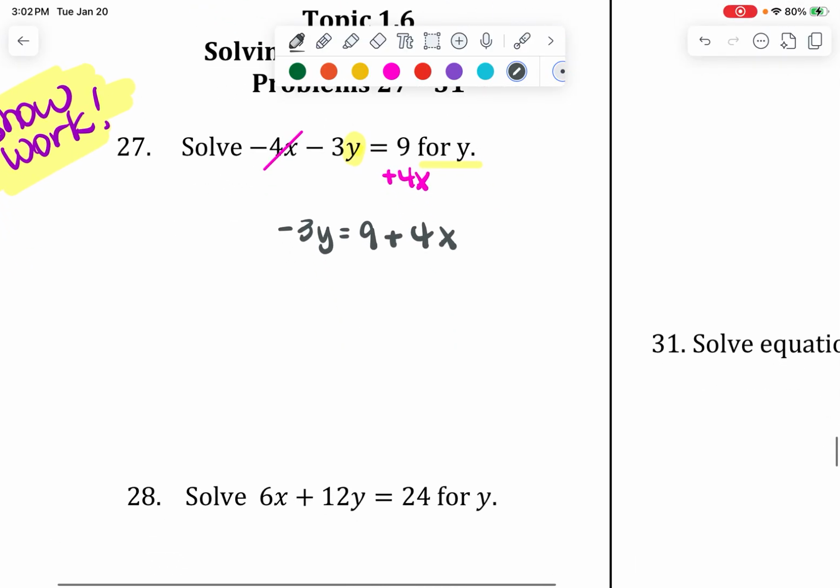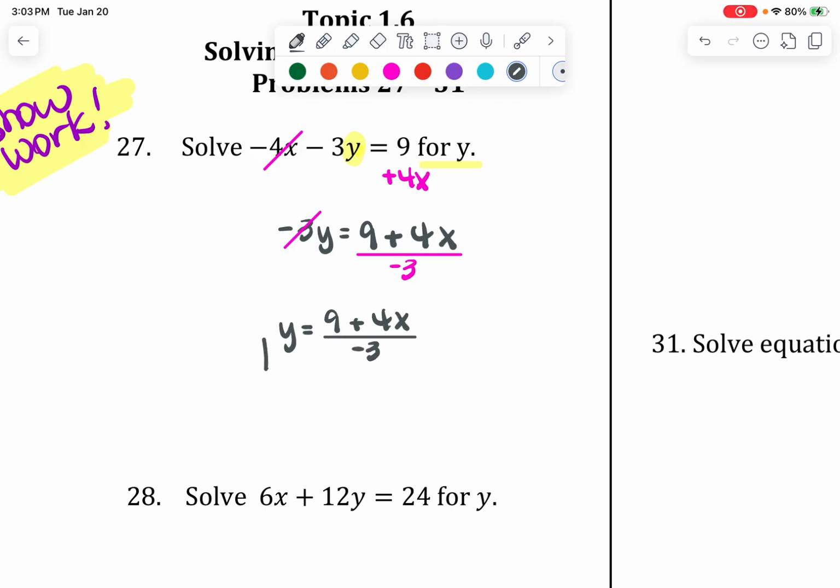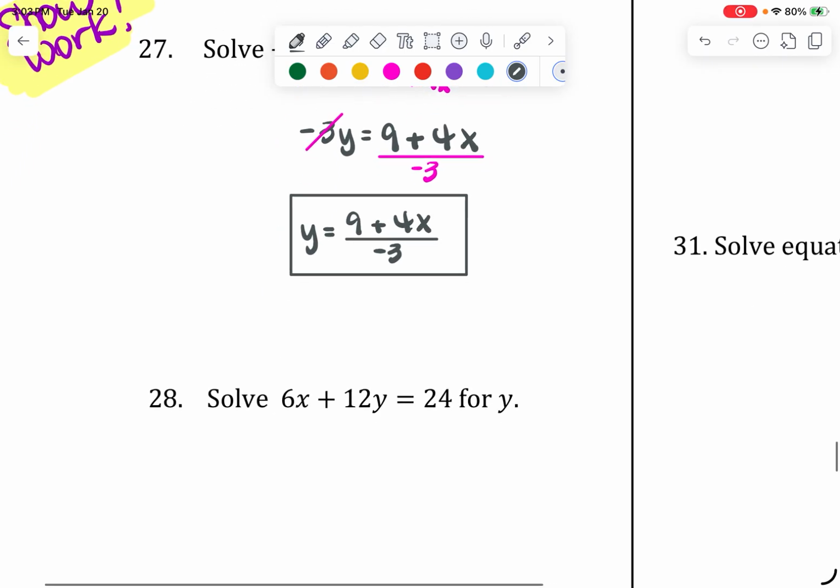And then lastly, we're going to divide by -3 to get that -3 multiplier off of the y. So we're going to divide all of this by -3. And again, just leave that as your answer. I'm totally fine with that at this point of the game. 9 plus 4x divided by -3. If you want to leave that as your final answer, that is great. I will totally take that right now.